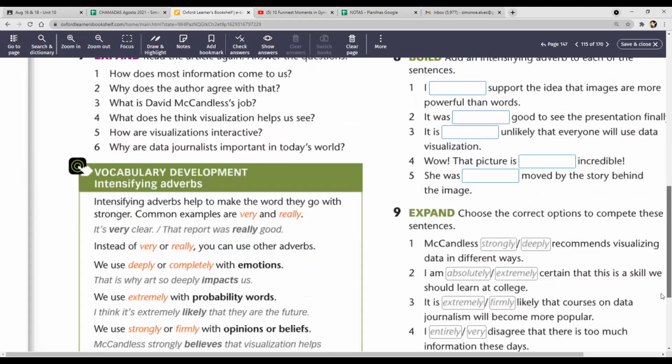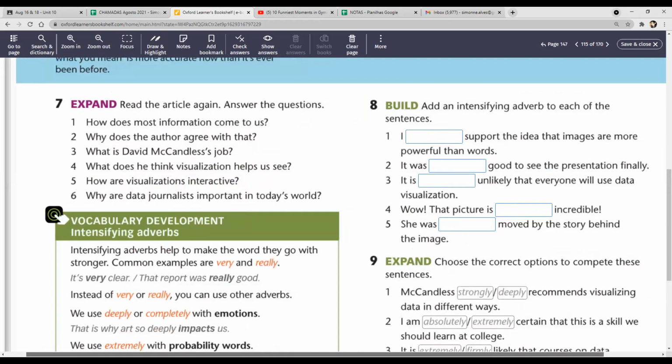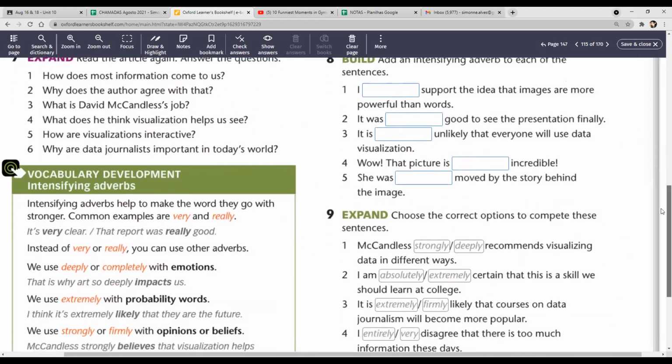So let's take a look at the first one here in exercise number 8. Here we have the grammar on the side. So add an intensifying adverb to each of the sentences. The first one: I support the idea that images are more powerful than words. What do you think? Sorry, teacher.